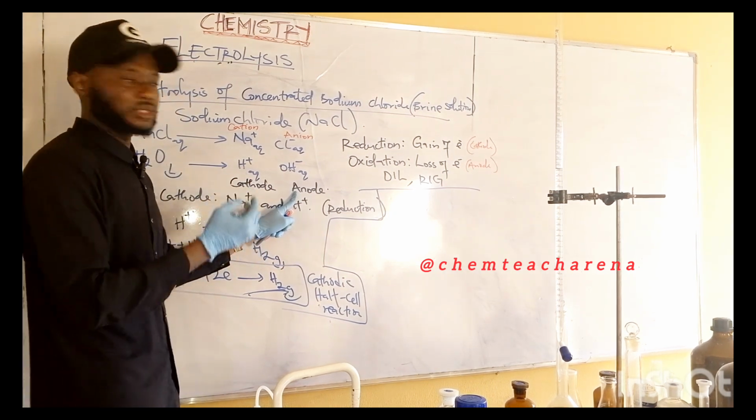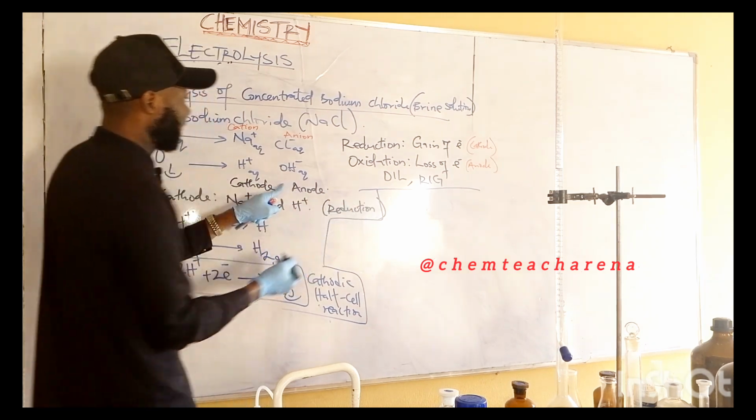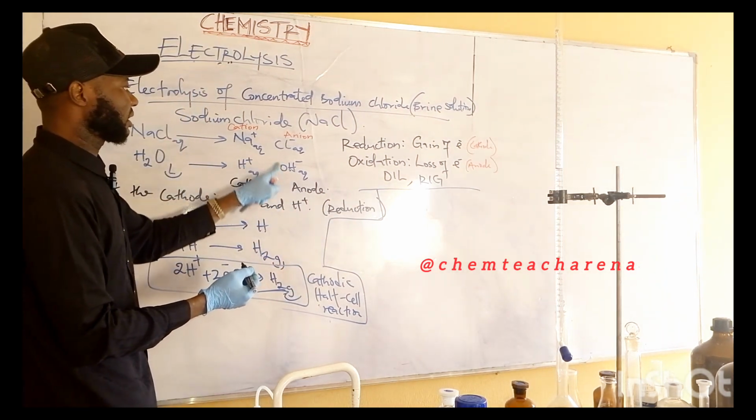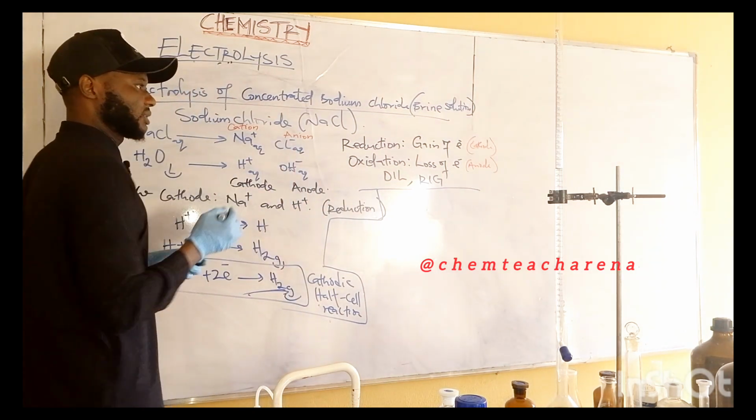So let's proceed and have the anodic half cell reaction. At the anode, we have chlorine and hydroxide.